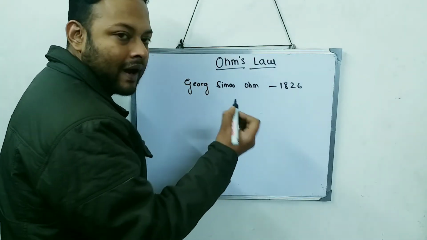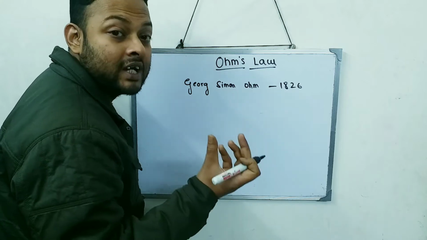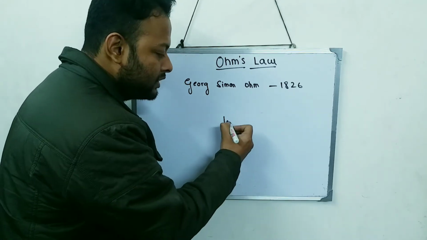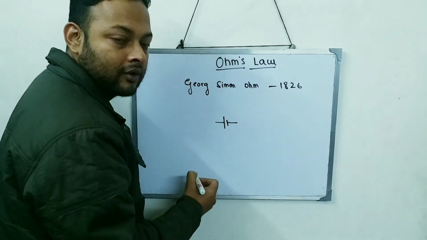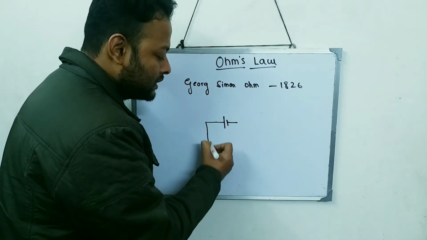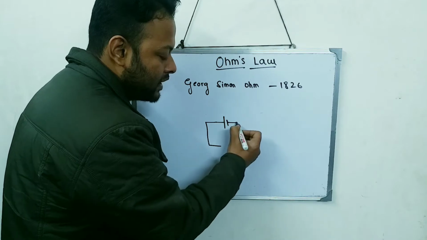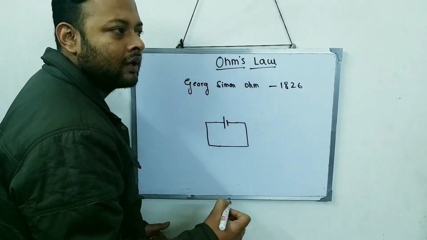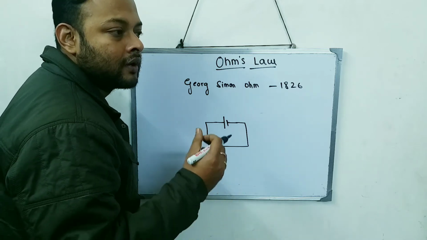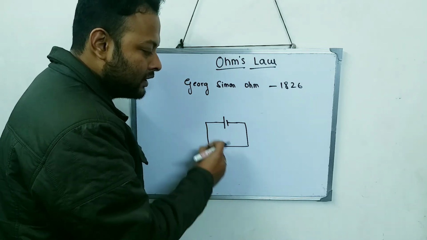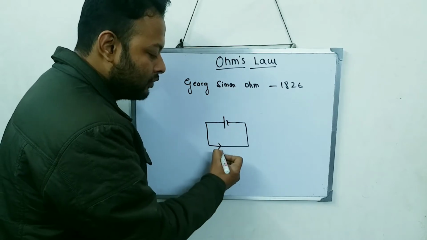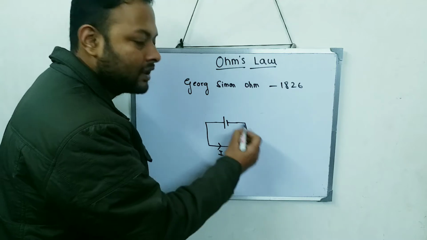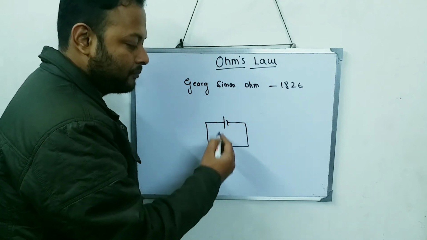Suppose you have taken a battery. A battery gives a potential difference. This is how we represent a battery or a cell. He connected the battery to a wire. And of course, you should know that when a battery is connected across a wire, a current flows. This current, which is represented by the letter I, flows in the circuit.